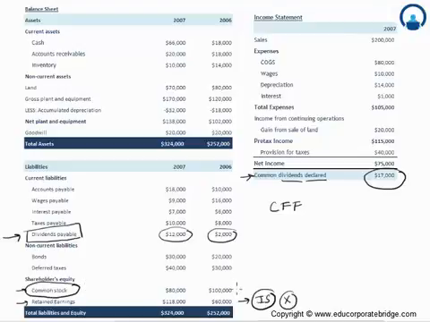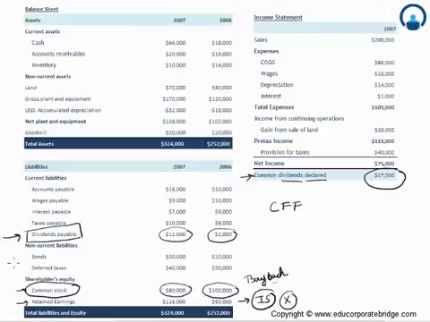So here you can see there's a change. There were earlier 100,000 worth of common stock, now it is only 80,000. So something must have happened. Something like a buyback would definitely have happened in this case between 2006 and 2007.